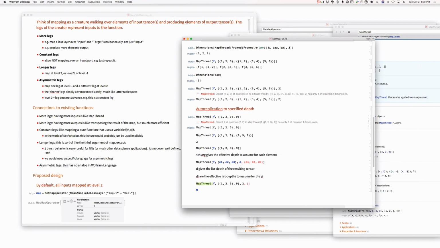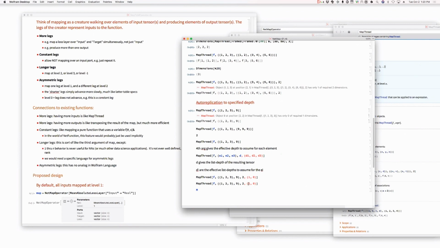No, I don't think you're correct. Because I think you could have, let me give you an example, okay? So here, okay, wait a minute. Are the effective list steps to assume for the EI? Okay, so normally the default values here will be 1, 0, right? That's what they are on their face, so to speak. But if I were to say 0, 0 here, then the result that I would get would be the list.